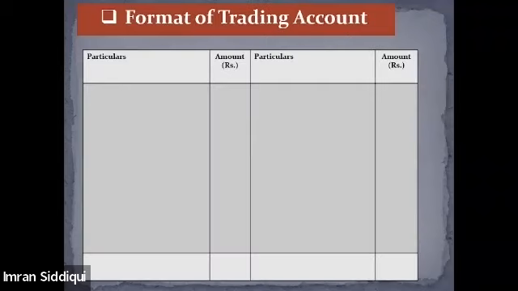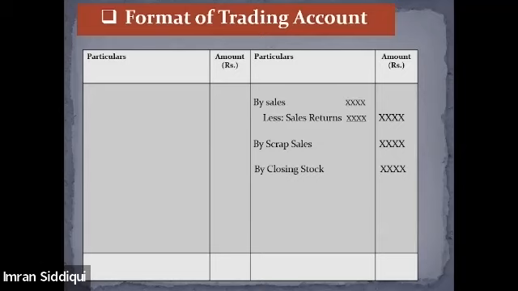Then we understood the format of the trading account. This is how we prepare the trading account. Firstly, on the credit side of the trading account, we write down the value of the sales after reducing the value of the return inward, which is sales return. Also on the right hand side, which is the credit side, we record the scrap value of sales, which is realizable by selling any old asset. Then we write down the value of the closing stock.